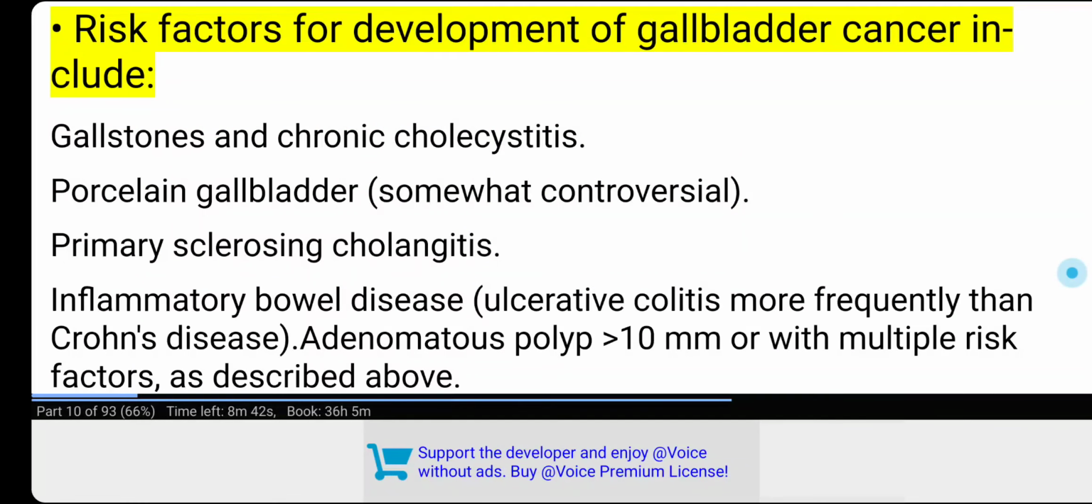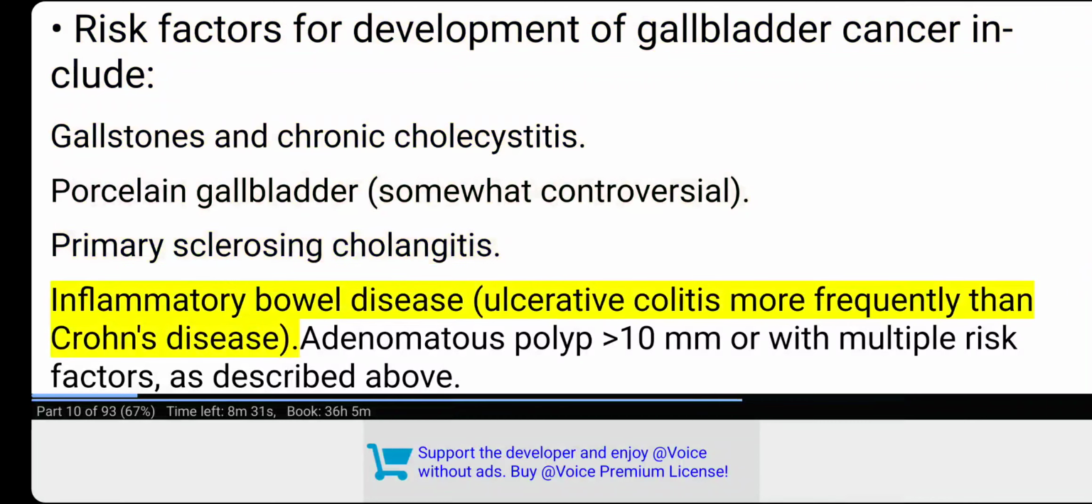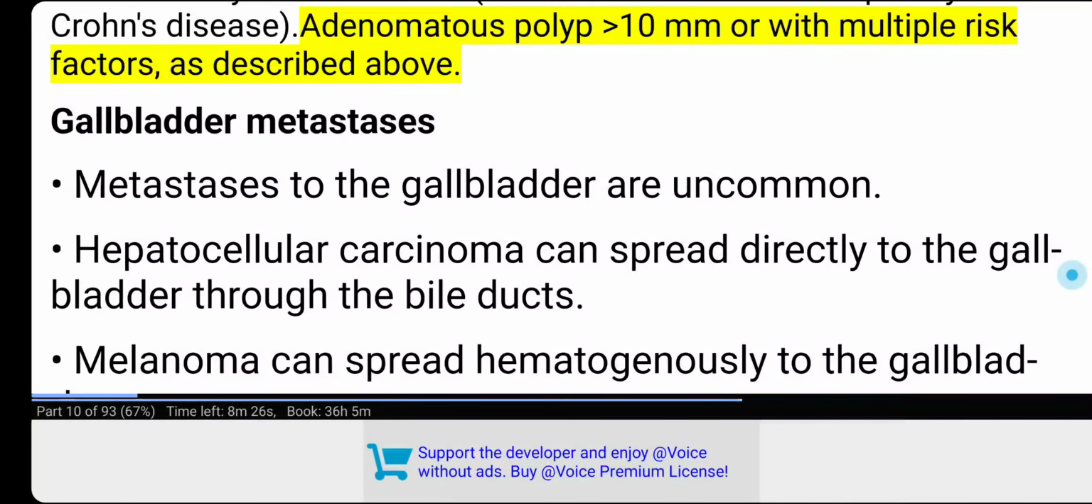Risk factors for development of gallbladder cancer include gallstones and chronic cholecystitis, porcelain gallbladder (somewhat controversial), primary sclerosing cholangitis, inflammatory bowel disease (ulcerative colitis more frequently than Crohn's disease), and adenomatous polyp greater than 10 mm or with multiple risk factors, as described above.